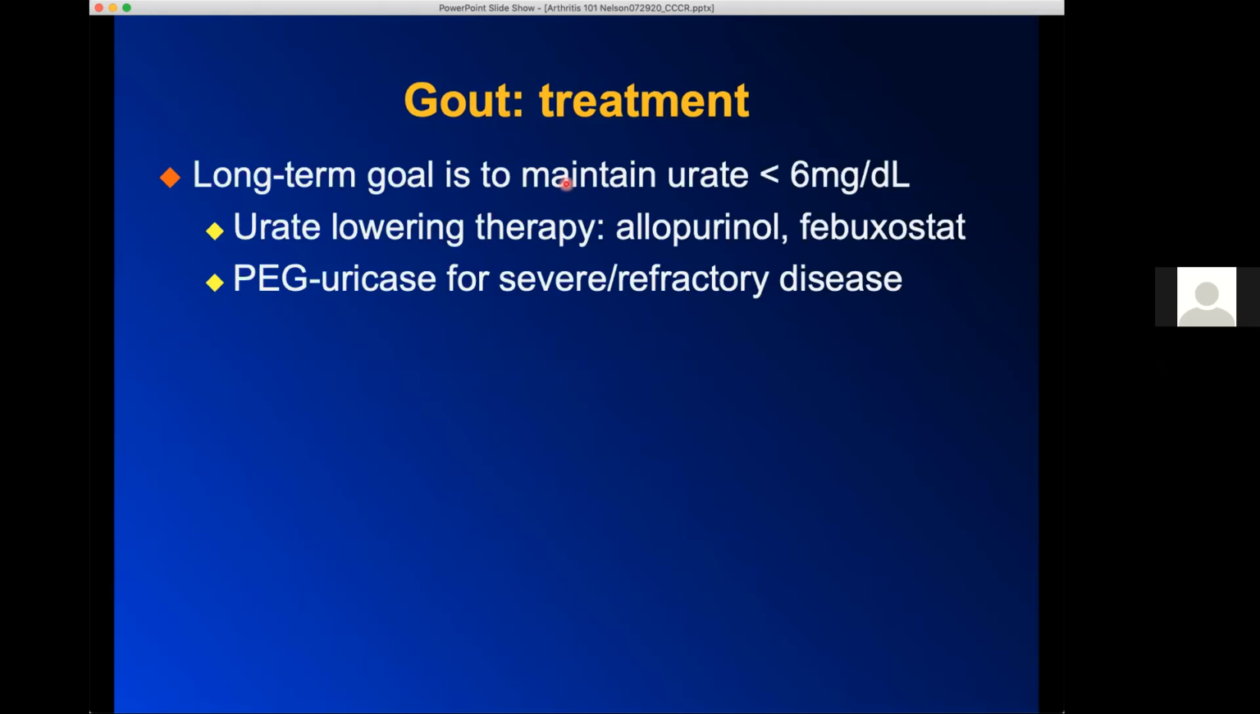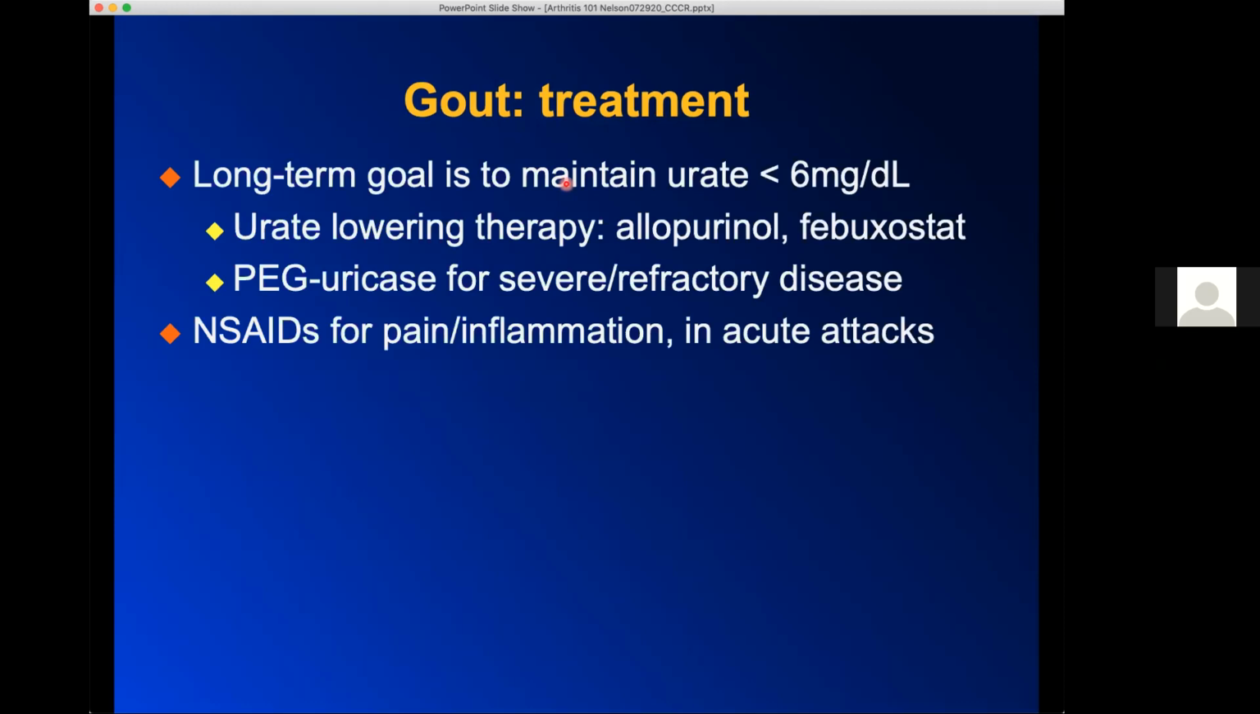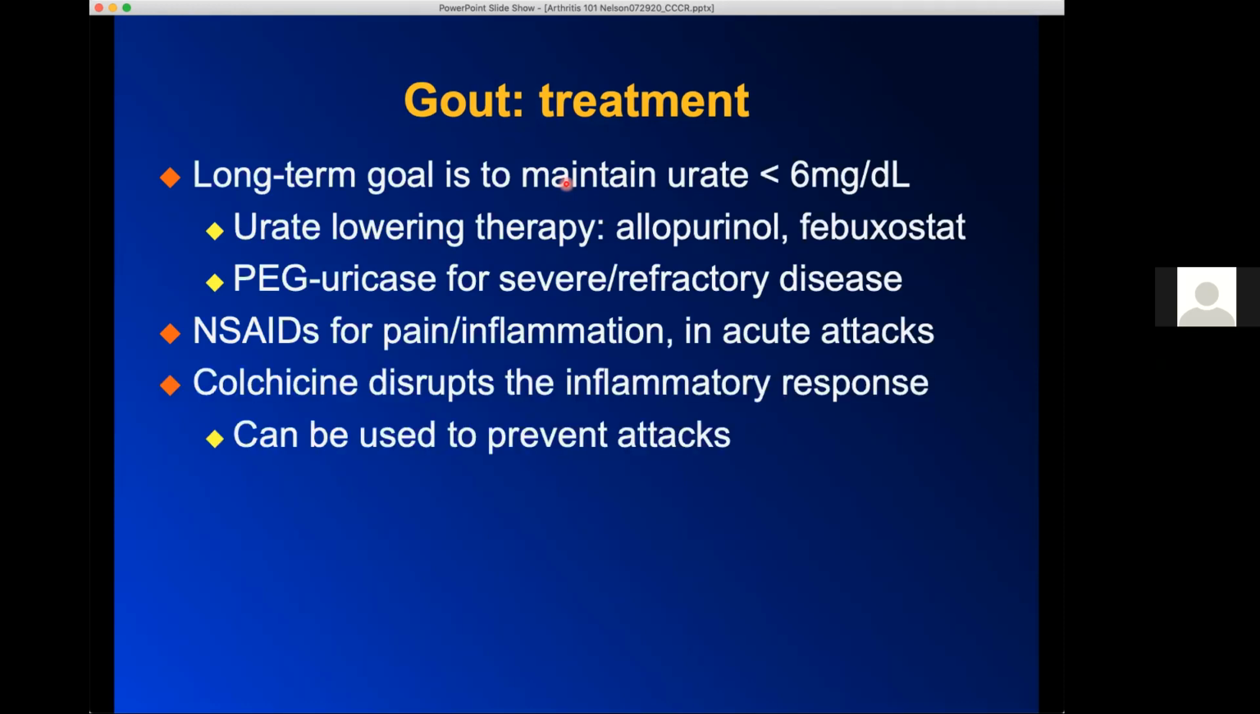And then if there's a really high burden of disease, there's a lot of tophi, there's a lot of erosions, maybe you can't get the uric acid lower, there's a biologic agent, pegloticase, that's used for severe refractory disease that's an infusion. Again, NSAIDs can be used for acute attacks. Colchicine disrupts that inflammatory cascade that I mentioned that's triggered by these crystals being in the joints.